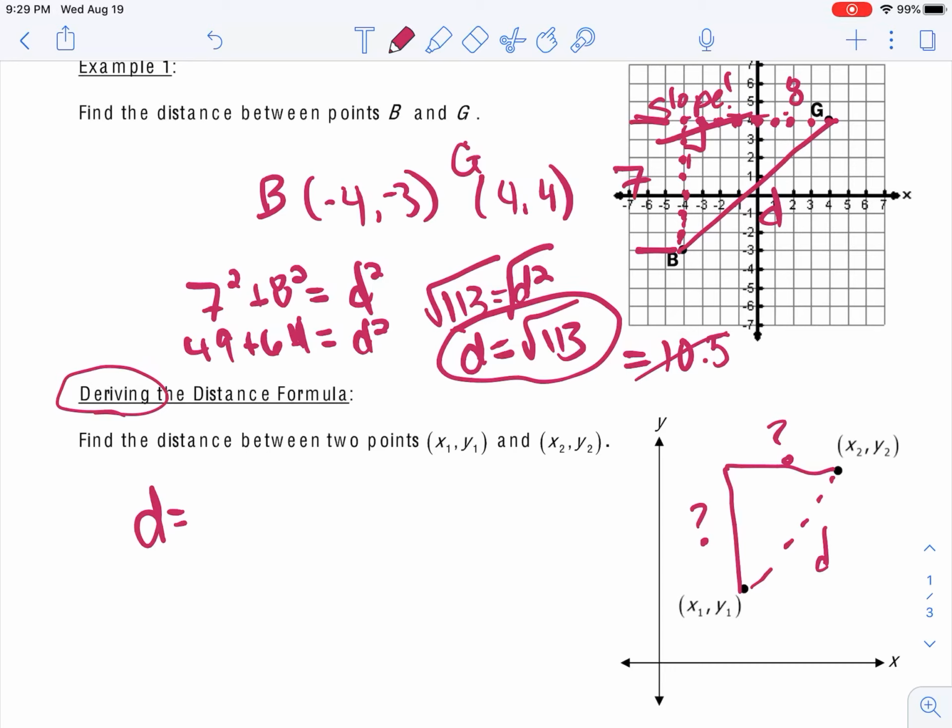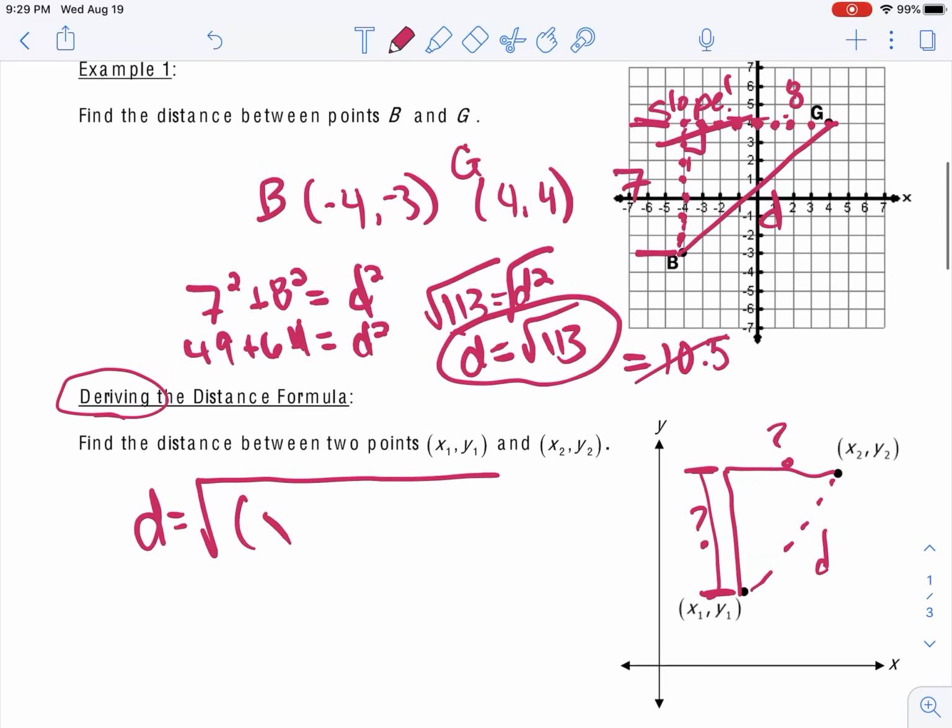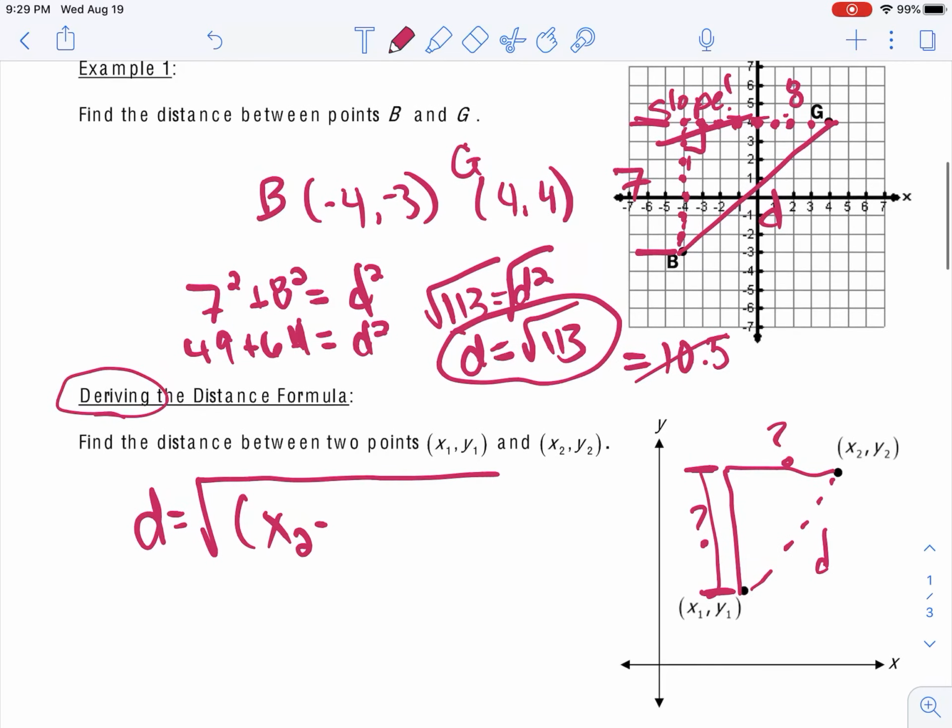So the distance formula, remember, is d equals the square root. Now what you're going to do is you're going to subtract these two numbers. You have to figure out this distance. So I'm going to take the second x, x2, minus our first x, x1, and that's squared. That's going to give me this side over here. Then I have to add, doing the same thing on this side, taking my y values. So I have y2 minus y1 squared.